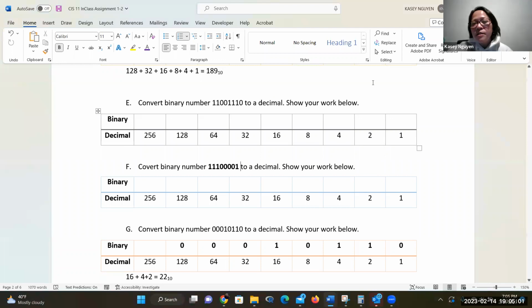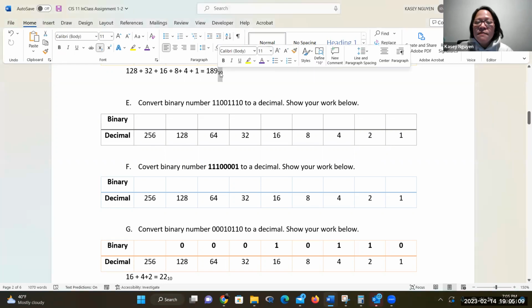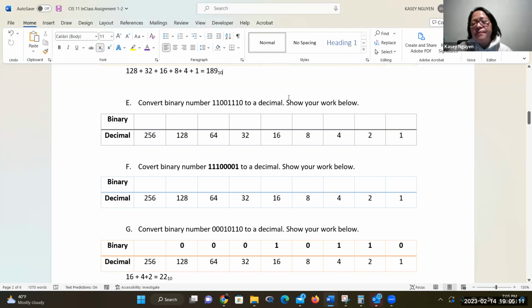I have a chat question. What does the 10 mean next to 189? That means it is a base 10 number system, or a decimal number system, our regular counting numbers. The little 2 represents binary. The little 10 represents decimal. The little 16 next to the number represents hexadecimal. The little 8 represents octal.